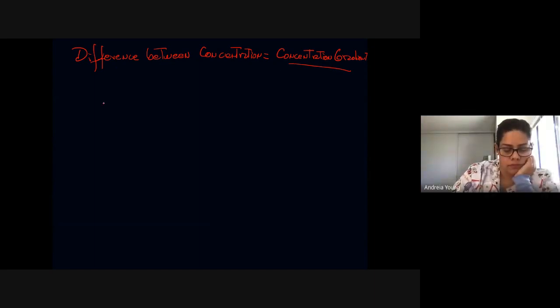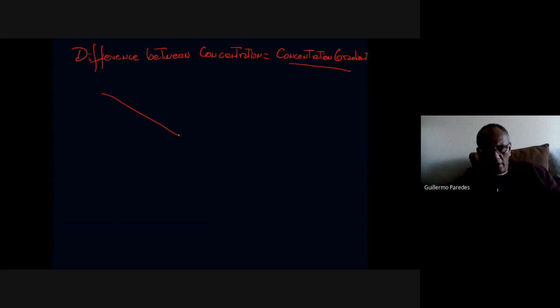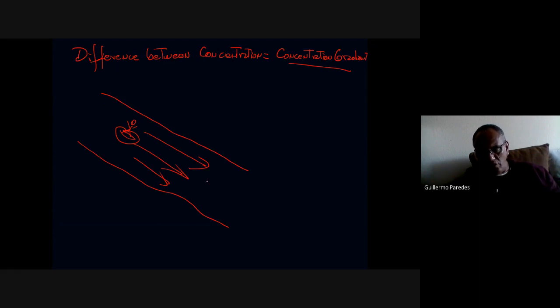Yeah. Now, let's make a river like this. The river is going to go in this direction. Here you are with a boat, doing something, okay? And actually you're going down the stream, right? Downstream. Downstream is the same as saying down the concentration gradient.